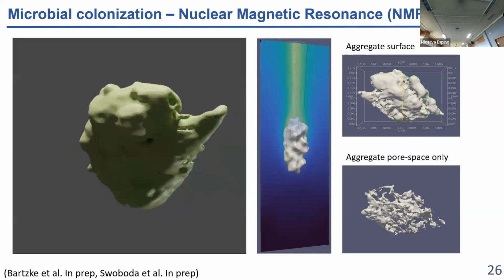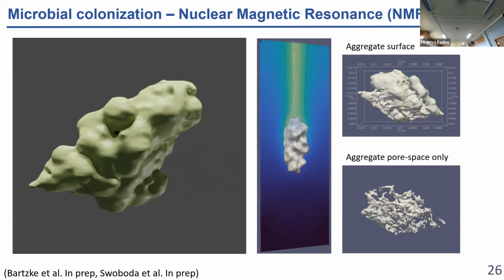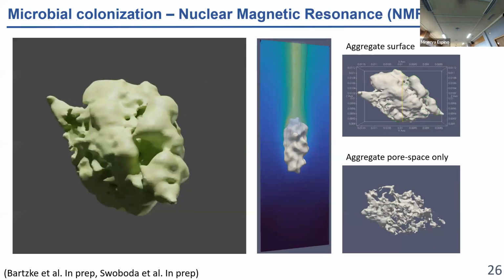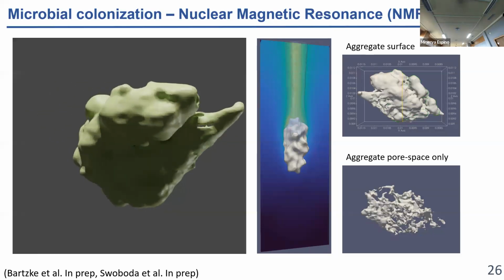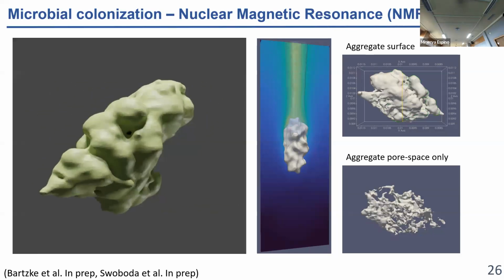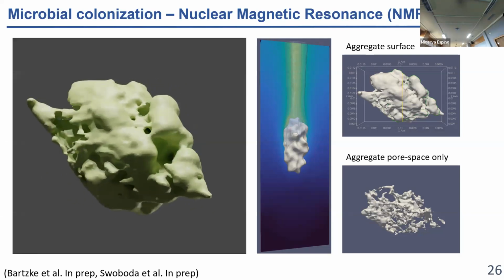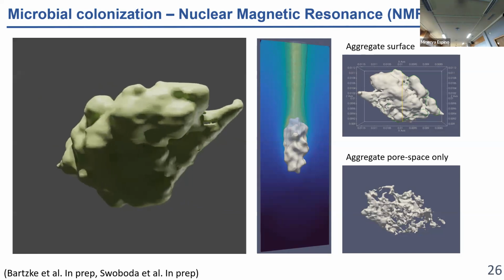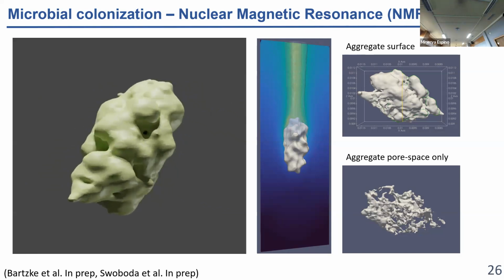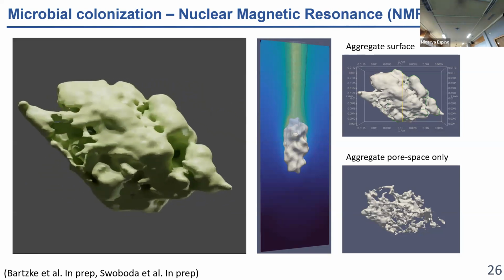So we thought maybe we need to really try to scan. So we scanned an in situ aggregate using NMR. And here you can see only the surface. And here you see the whole pore space only. So there's a lot of pore space inside these aggregates. And then we used it to model the flow to figure out how long water can remain next to an aggregate.